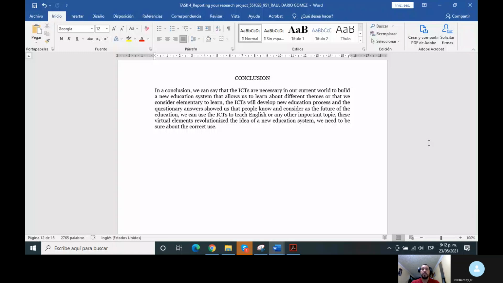So, to the conclusion, we can see that the ICTs are necessary in our current world to build a new education system that allows us to learn about different themes that we consider elementary to learn. The ICT will develop new education processes, and the questionnaire answers show us that people know and consider it the future of education. We can use the ICTs to teach English or any other important topic. These virtual elements revolutionize the idea of the new education system. We need to be sure about the correct use.